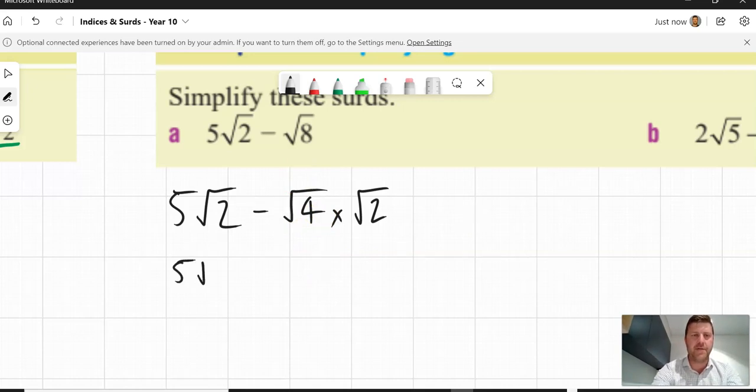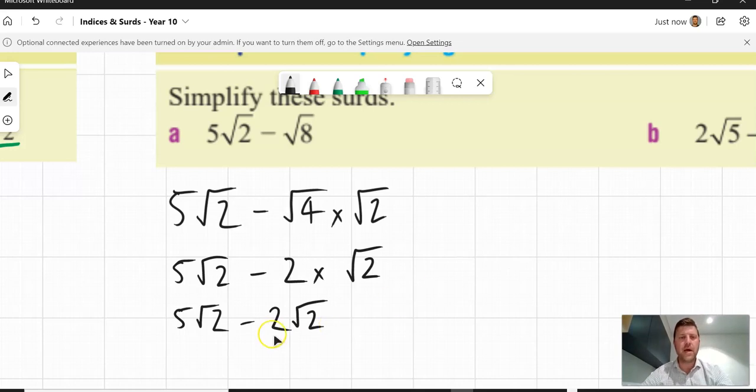So I'm left with now 5 root 2, take 2 times the square root of 2. Okay, so the square root of 4 has been simplified to 2. Now, if I just get rid of that multiplication sign, so 5 root 2, take 2 root 2, I've got 2 surds here that are like surds. I'm just going to go through that process I did earlier, doing 5 take 2, which is 3, and keep that root 2 the same. Okay, so making sure that you simplify before you add and subtract those surds.